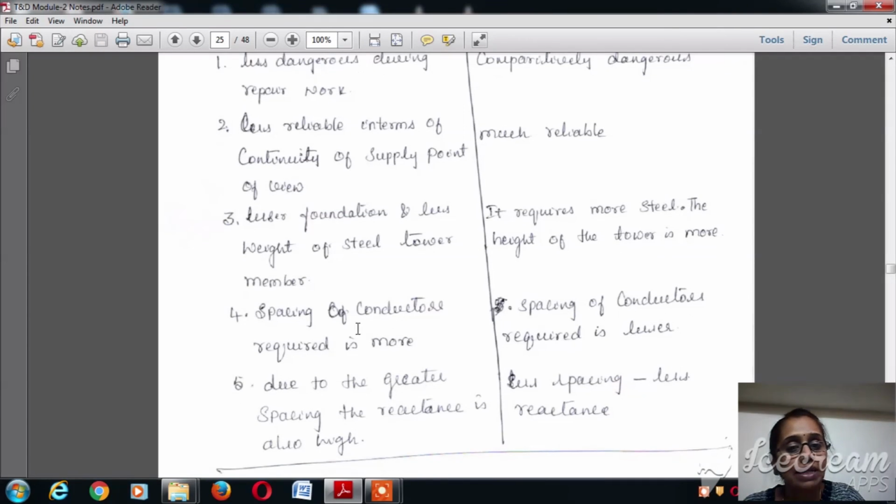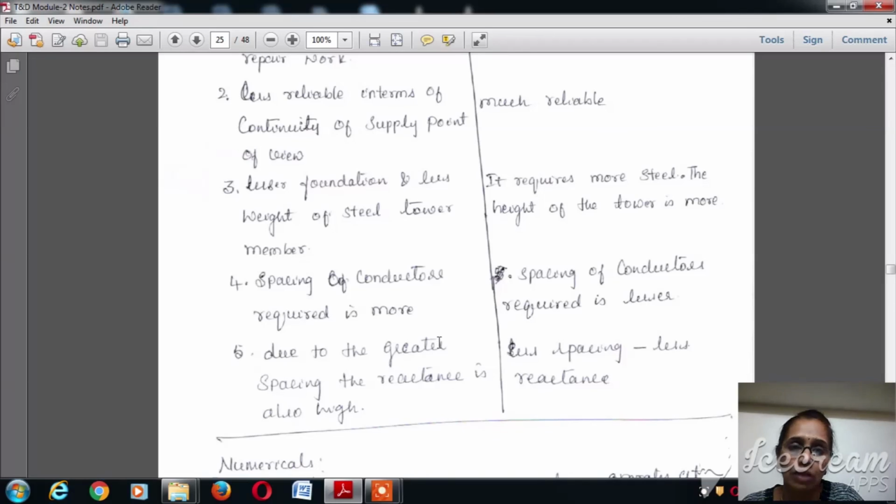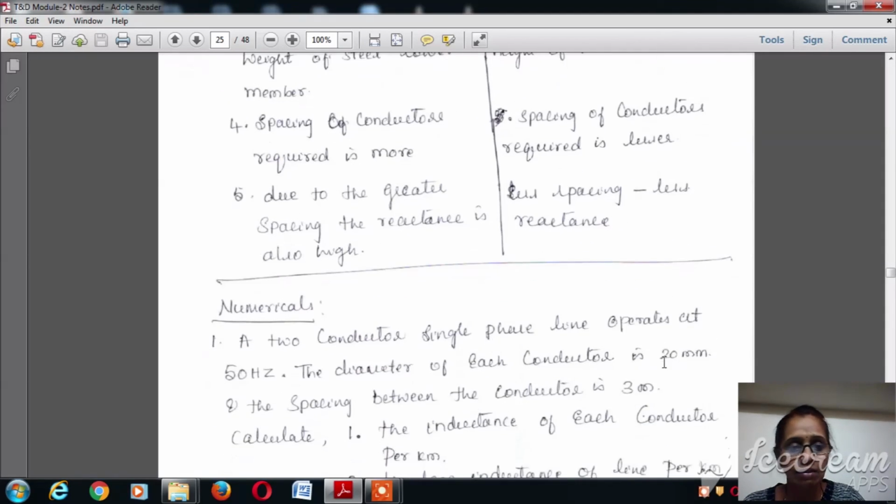The spacing of the conductors required in the single circuit line is more, whereas the spacing required for the double circuit line is very small. Due to the greater spacing in the single circuit line, the reactance of the line will be high, and the losses will be high. In the double circuit line, due to the smaller spacing between the conductors, less reactance will be there. Now we can consider the numericals based on this.